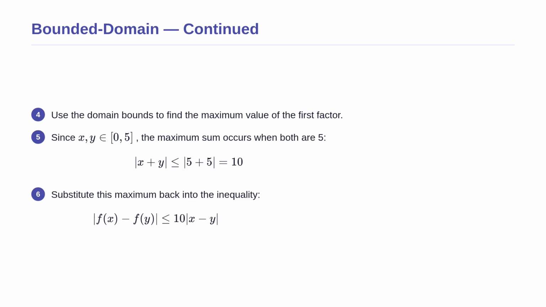By replacing the variable factor with its absolute maximum value of 10, we create an inequality. This shows that the output difference is strictly bounded by 10 times the input difference. If the domain went to infinity, this factor would also go to infinity, destroying uniform continuity.